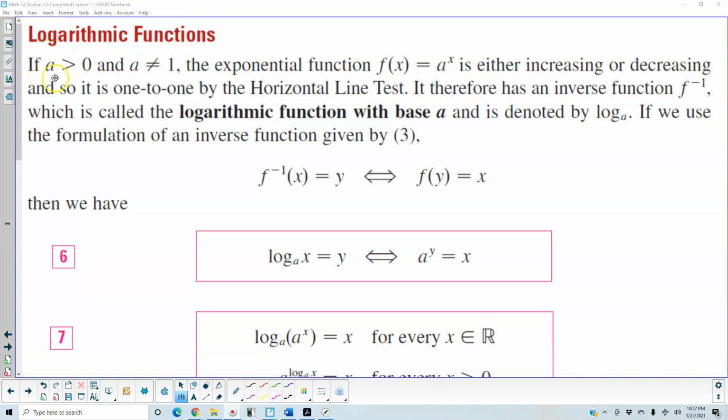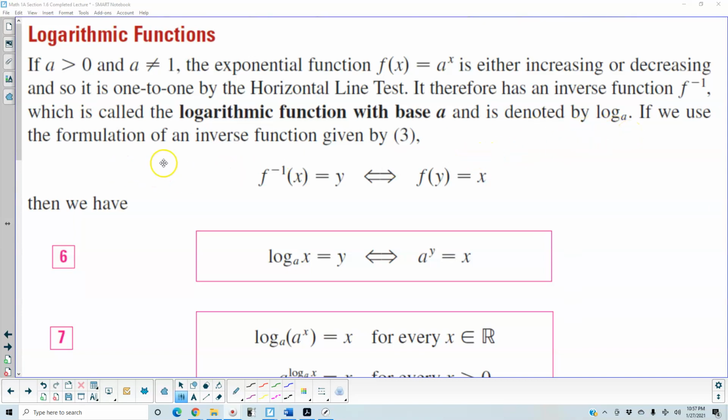Logarithmic functions. If a is greater than 0 and a does not equal 1, the exponential function f of x equals a to the x is either increasing or decreasing, and so it is one-to-one by the horizontal line test. It therefore has an inverse function f inverse, which is called the logarithmic function with base a, and is denoted by log base a.